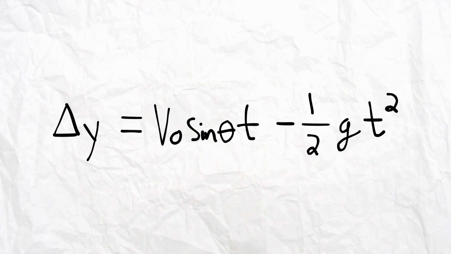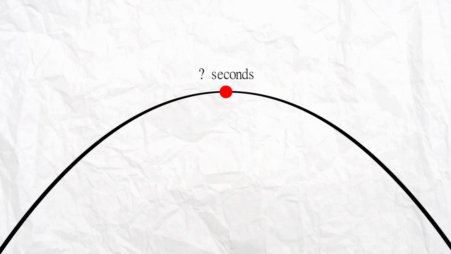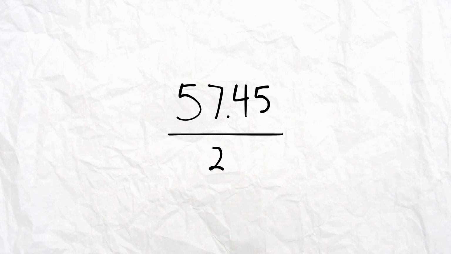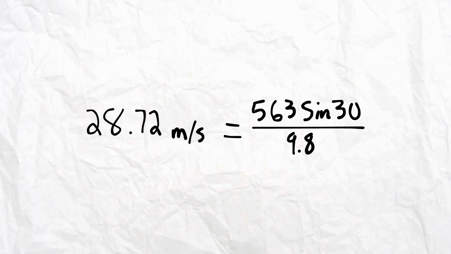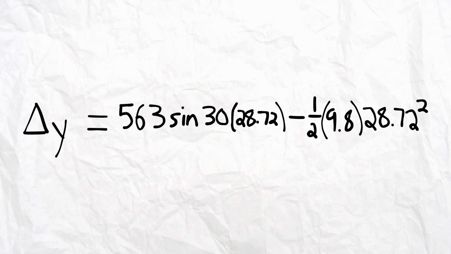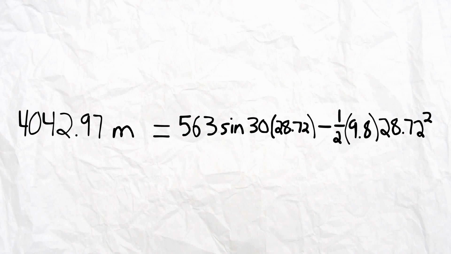Before plugging everything in, we need to find the time that the projectile was at its maximum height. We can do this a couple of ways, dividing the total time by 2 just like the x-coordinate, or use this equation. After solving, the time will be 28.72 seconds. And now we can plug the rest of the values into the equation to get the answer 4042.97 meters as our total vertical displacement.